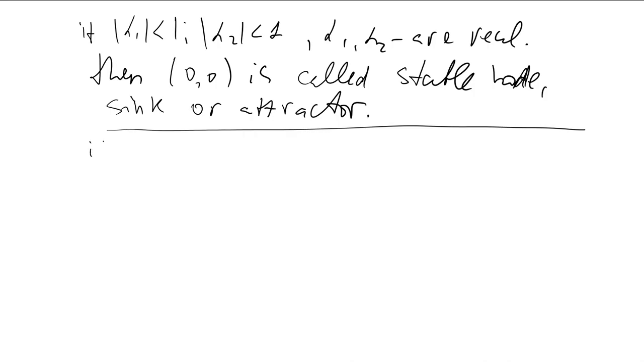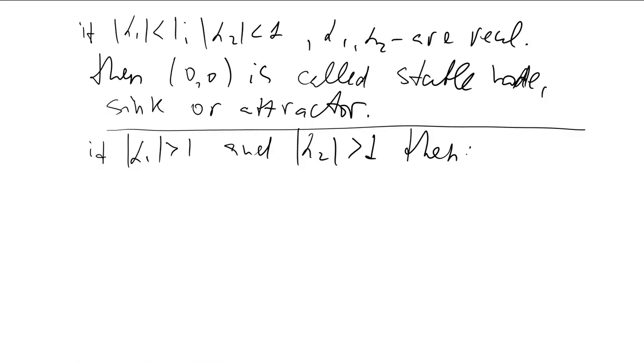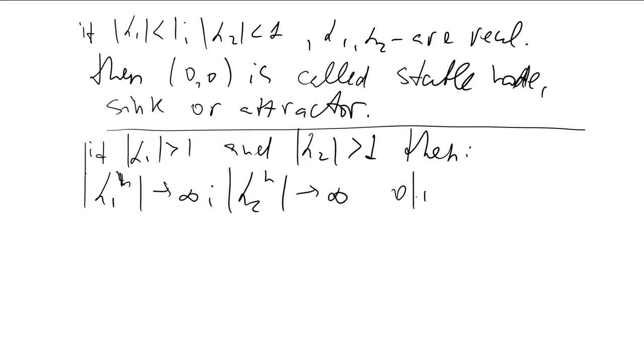So there is another case. If lambda 1 by absolute value more than 1 and lambda 2 by absolute value more than 1, then it is opposite. Lambda 1 to the power of n by absolute value tends to infinity. Lambda 2 to the power of n by absolute value tends to infinity. And vector un, the length of vector un tends to infinity, and therefore 0, 0 is unstable.